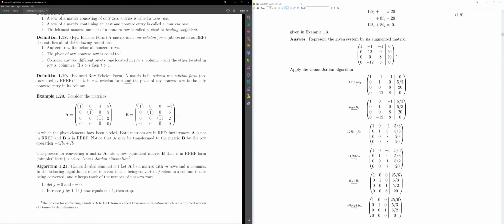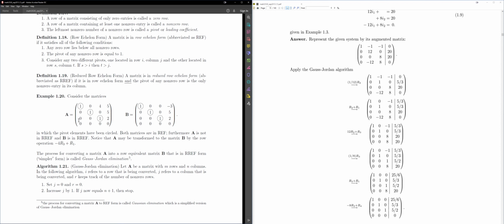So far we talked about REF matrices, something in row echelon form. Now we want to consider what reduced row echelon form is. A matrix is in reduced row echelon form if it's already in row echelon form, in other words, if it satisfies these three conditions over here. And then finally a fourth condition: the pivot of any non-zero row is the only non-zero entry in its column.